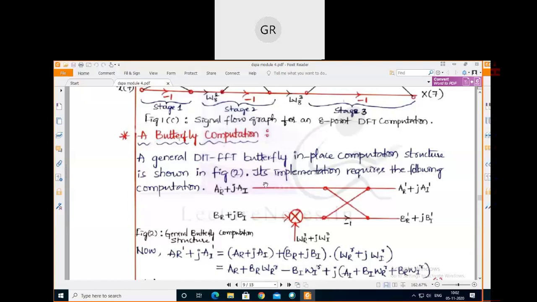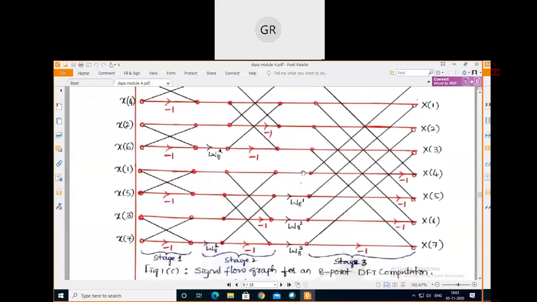Its implementation requires the following computation. The inputs are complex values, which consist of a real value and an imaginary value. First input and second input. The second line of the butterfly is multiplied by the twiddle factor.